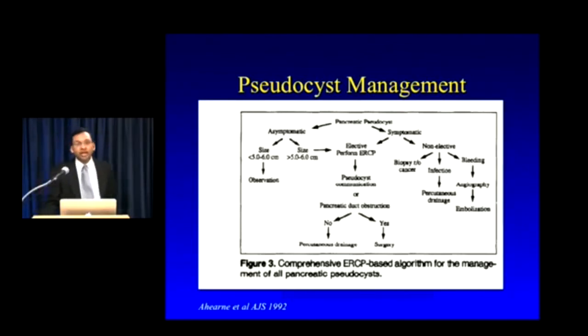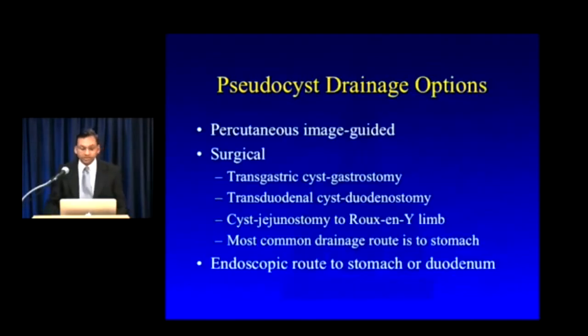If they are symptomatic and they're in close proximity to the pancreas, do an ERCP first to make sure there's no communication between the pseudocyst and the duct. And if there is communication, they probably need to be drained internally. If there's no communication, then they can be drained percutaneously by a radiologist. Now, if you're going to do this internally, because there's communication, it can be done either surgically or endoscopically, but almost all cases nowadays are done endoscopically, at least at Hopkins.